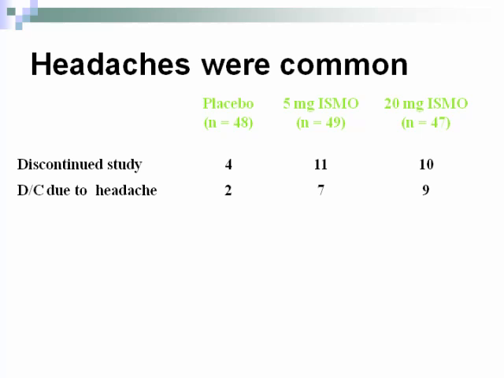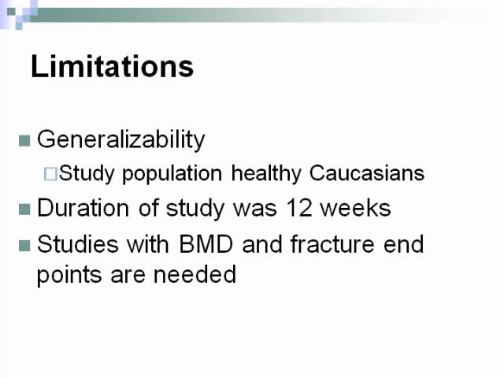The other issue is the headache issue. So I pointed out to you on that flow sheet, we had dropouts, particularly in the 5 and 20 milligram group. And most of those dropouts were due to headache. So there was differential dropout due to headaches associated with the isosorbide mononitrate.